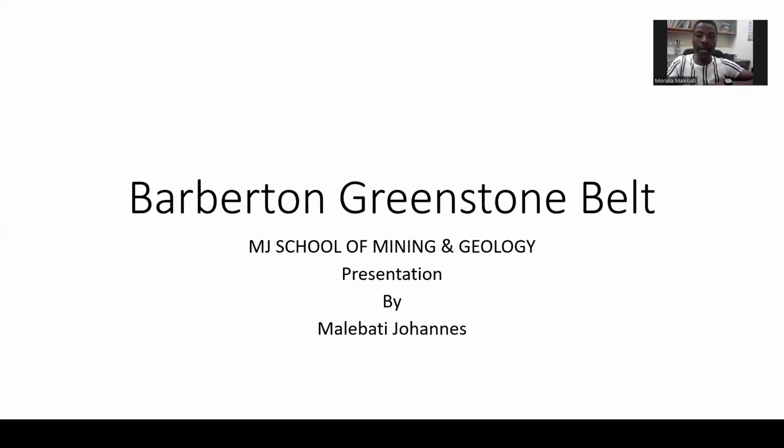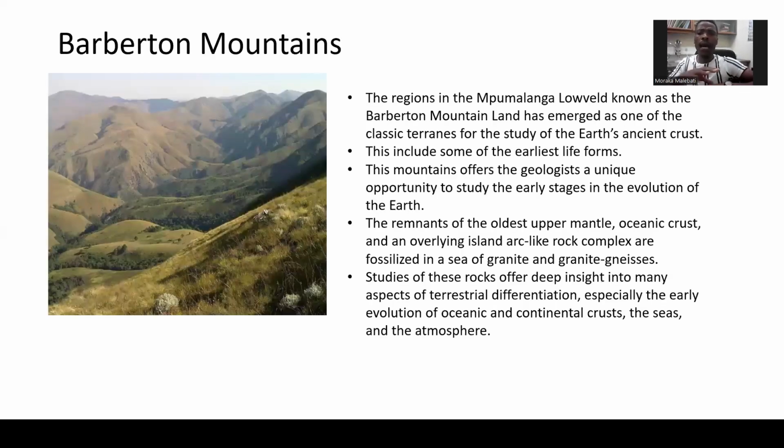Let us dive right into today's topic. These are known as the Barberton Mountains right in Mpumalanga province. And this Barberton Mountain land has emerged as one of the classic terrains for the study of the Earth's ancient crust. These include some of the earliest life forms. We know that the earliest life forms were found right in the Barberton Greenstone Belt, such as the carbon specks.